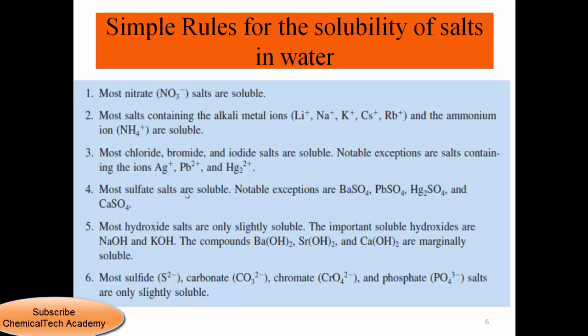Most sulfate salts are soluble. Notable exceptions are BaSO4, PbSO4, HgSO4, and CaSO4, which is calcium sulfate. Most hydroxide salts are only slightly soluble. I'm going to explain what that means, slightly soluble. The important soluble hydroxides are sodium hydroxide and potassium hydroxide. The compounds barium hydroxide, strontium hydroxide, and calcium hydroxide are marginally soluble. Most sulfide, carbonate, and chromate salts are only slightly soluble.